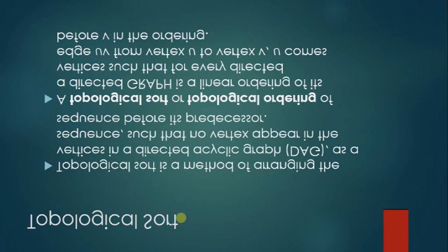For instance, vertices of the graph may represent tasks to be performed, and the edges may represent constraints that restrict that one task must be performed before another. In this application, the topological order of the digraph is just a valid sequence for the tasks.